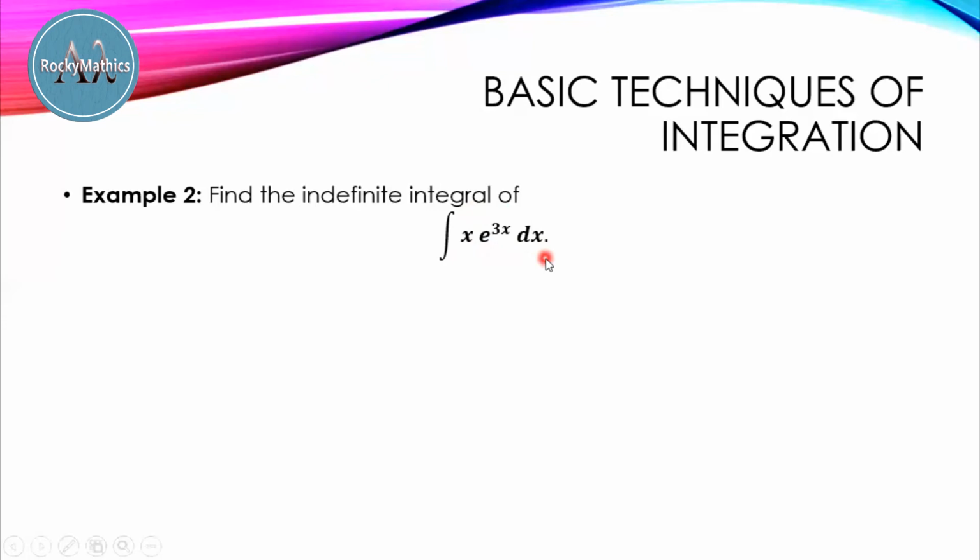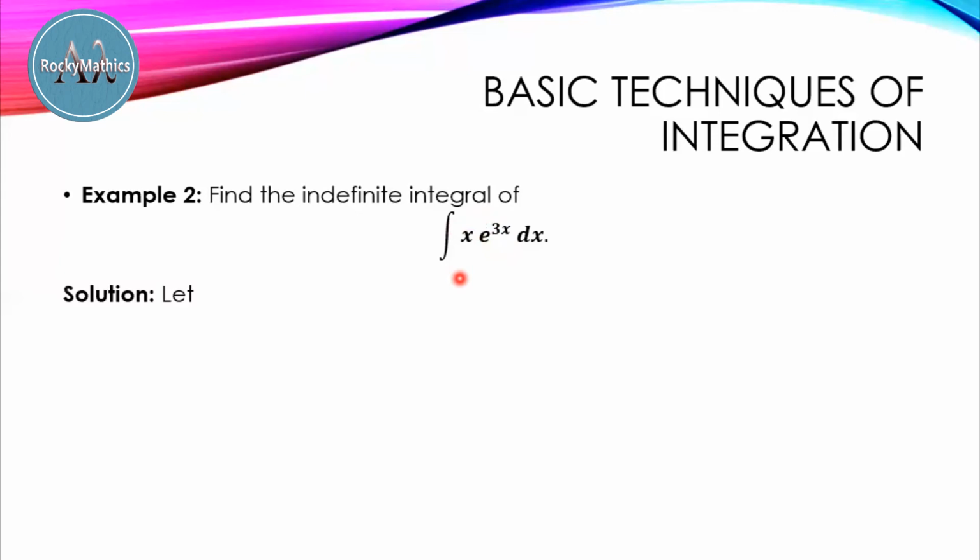So the first thing to do is to look at the two functions or the product of two functions. x is an algebraic function and e raised to 3x is an exponential function. So they are not related to each other. So therefore, maybe we can use integration by parts. So using integration by parts, we need to choose our u dv, right?